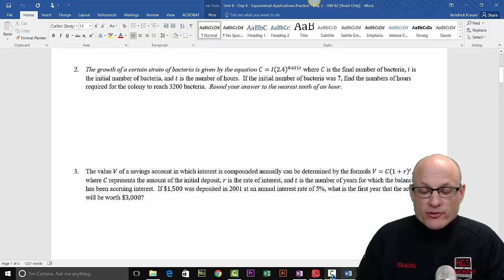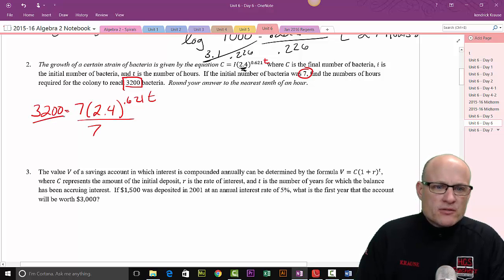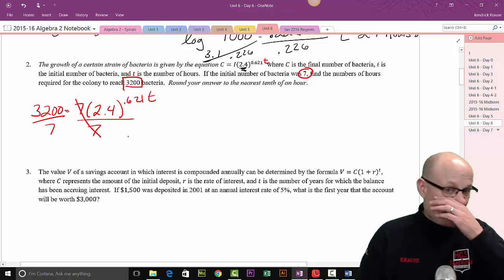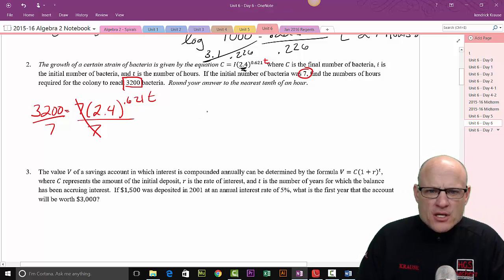Sorry, I had to bring up the original document. See, the T's missing. I don't know why it's missing. I just want to triple check. Okay, so 0.621T. No big deal. Divide by 7. Divide by 7. So now I'm going to get, see, I don't know what 3,200 divided by 7 is. I have no idea. Doesn't even matter.